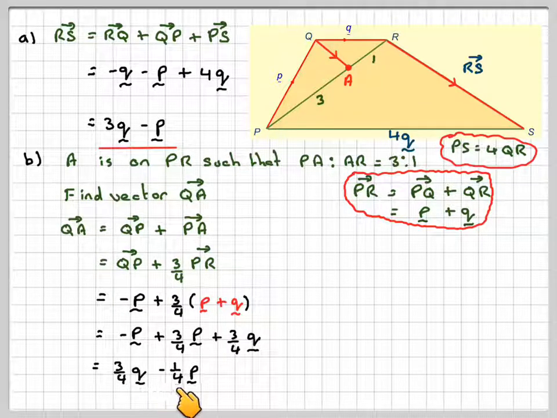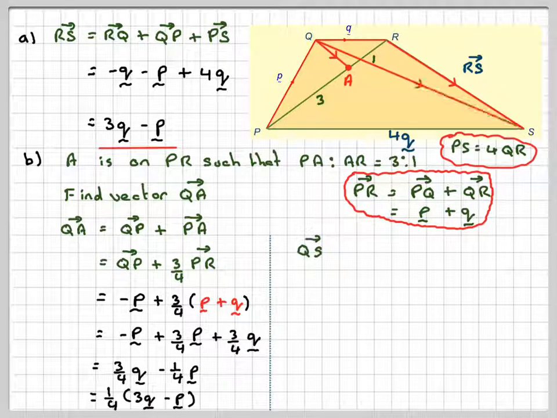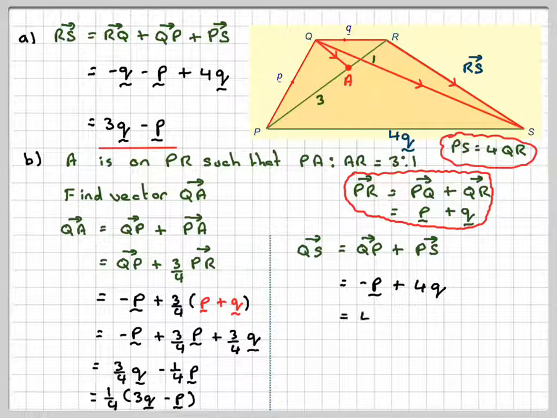Now there's a common factor of 1/4, so we'll take that out, and we will be left with 3Q minus P. The reason for factorising is that we're going to compare it with the vector QS, which is this one, because we want to know if they're parallel or not. QS is the same as going QP plus PS, or you could have done QR plus RS plus PS, it's the same thing. So that's minus P plus 4Q, which we rewrite as 4Q minus P.